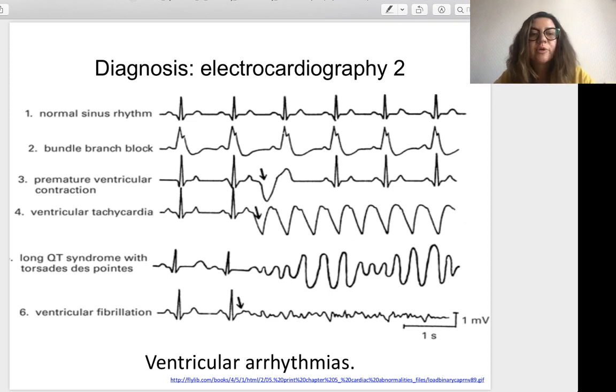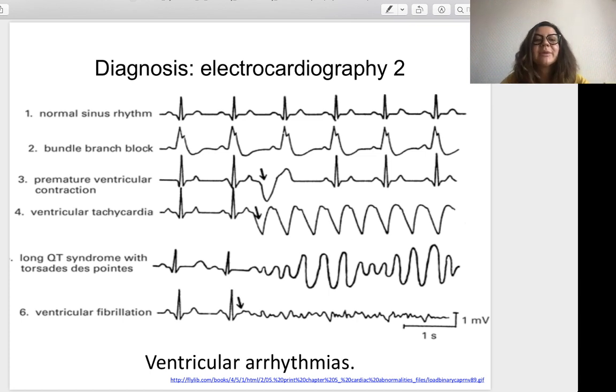Third strip, it is premature ventricular contraction. You see that all complexes are nearly okay, normal size, normal form, but one complex is premature, it is earlier than normal, it is without a P wave and with a very deformed, very ugly QRS complex, and after it usually goes some pause. We name it ventricular premature beating or ventricular extrasystole.